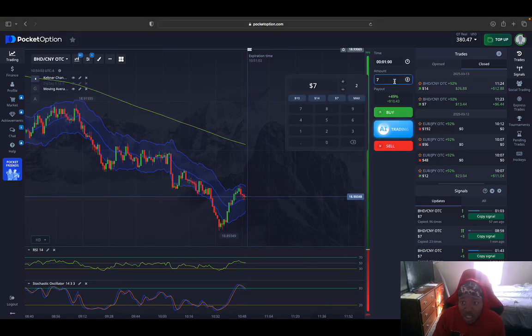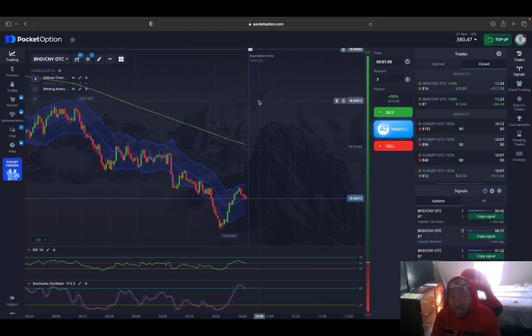Risk a small amount. 10% of 380 is 38. Half of 38 is like 18 or 17. We just gonna do 15, like half of 30. And then half of 15 is like 7.50. So we gonna do $7, around 2.5% per trade. We're starting off small, but we gonna slowly climb the ladder.